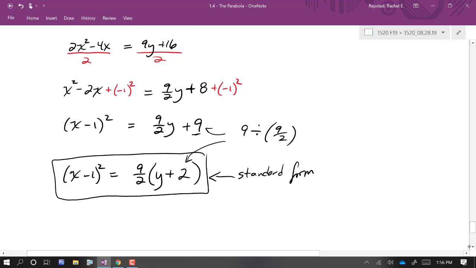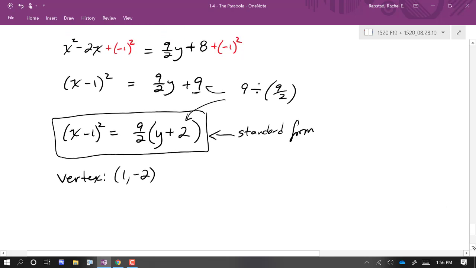What's its vertex? 1, -2. Mm-hmm. We get the vertex here the same way we would get the center of a circle. After we've written it in standard form, that's the hard part. We've done all the hard work, and now we're just going to reap the fruits of our labor. And then they also want the focus.